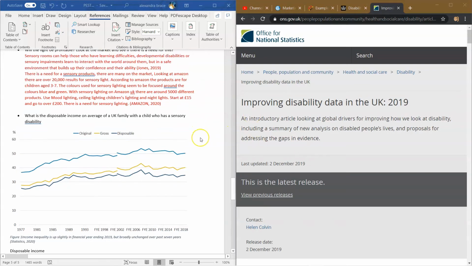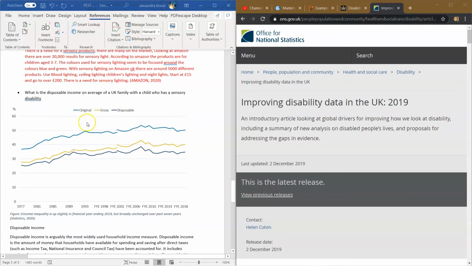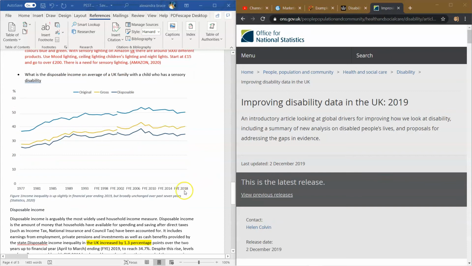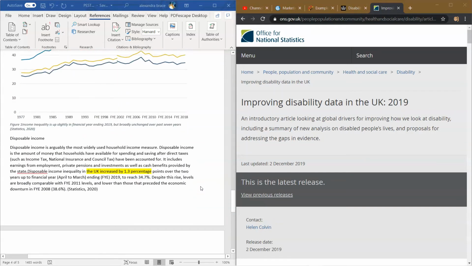So I've gone onto the website to try and help me with the disposable income of a UK family with a child who has a sensory disability. I haven't been able to filter it down to a child who has a sensory disability, but I found this graph here which looks at disposable income over time. You can see it did peak in about 2010, but it is starting to go down again. It ends at 2018.